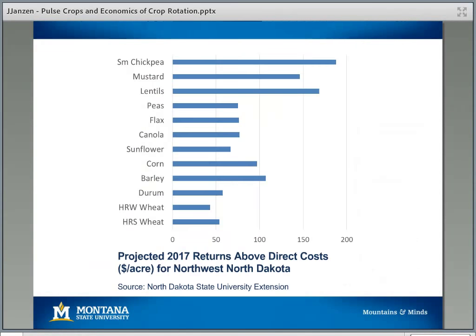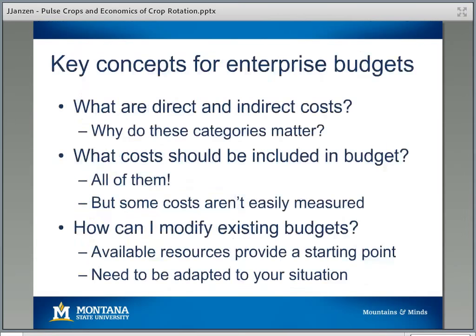Okay, and so this graph is a form of enterprise budget analysis in that we're comparing the returns above some set of our costs for these different crops. We want to think about, well, how do we go about engaging in those calculations? How do we do those calculations? And then how does crop rotation maybe affect or change the way in which we should do those calculations?